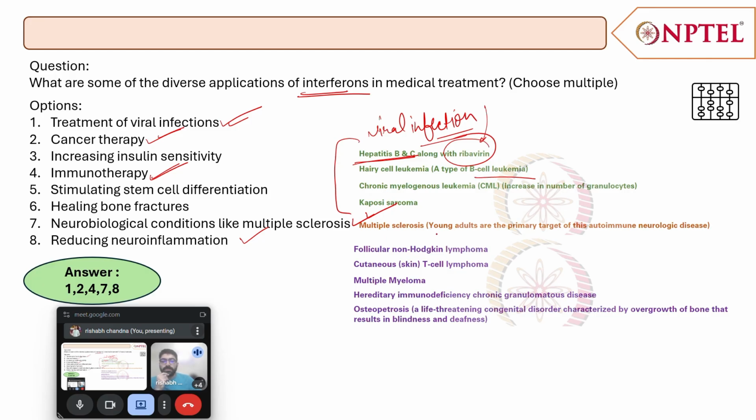Then in multiple sclerosis, follicular non-Hodgkin lymphoma, skin T cell lymphoma, multiple myeloma, hereditary immunodeficiency, chronic granulomatous disease, in which there is NADPH oxidase deficiency, then we have osteopetrosis. Okay, so in all these conditions, interferons can be given as a therapy. Okay, so any doubts in this particular question?